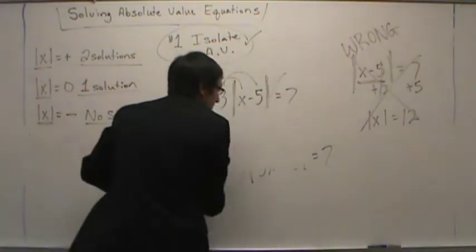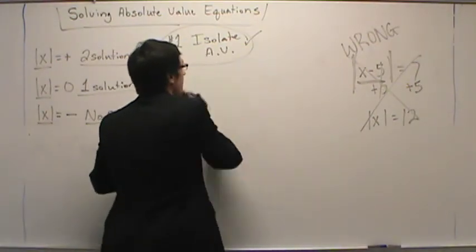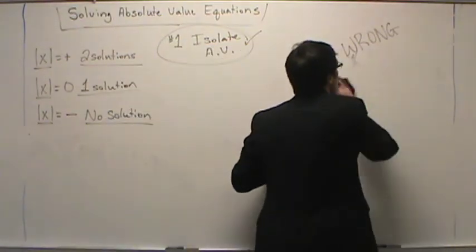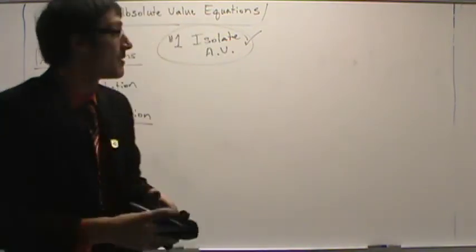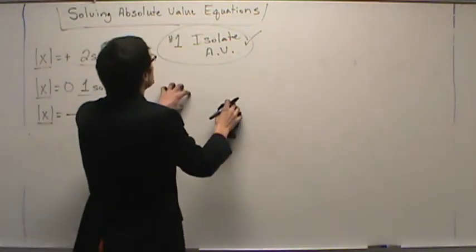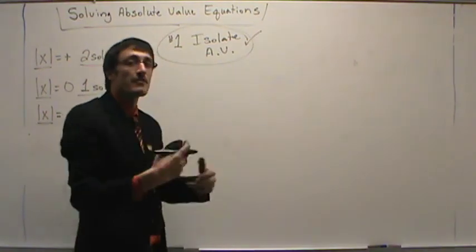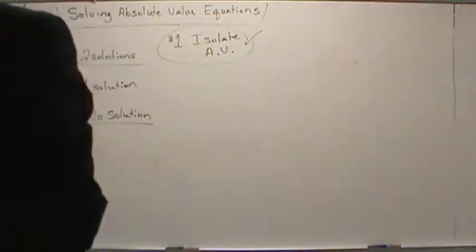All right, that should clear up a couple of the mistakes that can be made. There are more, but I think those are the 2 main, most common mistakes. So, absolute value equations. Next we will be covering absolute value inequalities. We'll talk about that in the next lesson.